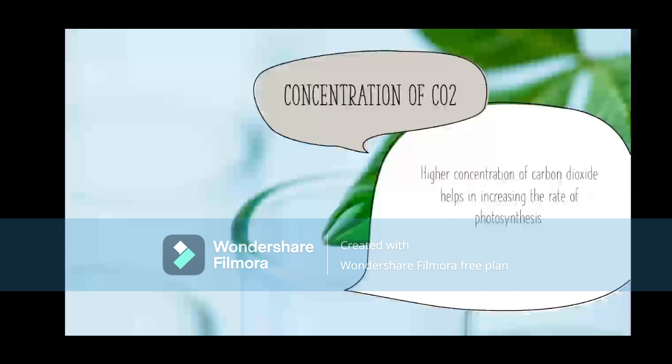Concentration of carbon dioxide, or CO2, which is the chemical formula for carbon dioxide. Higher concentration of carbon dioxide helps in increasing the rate of photosynthesis. I repeat, higher concentration of carbon dioxide helps in increasing the rate of photosynthesis.